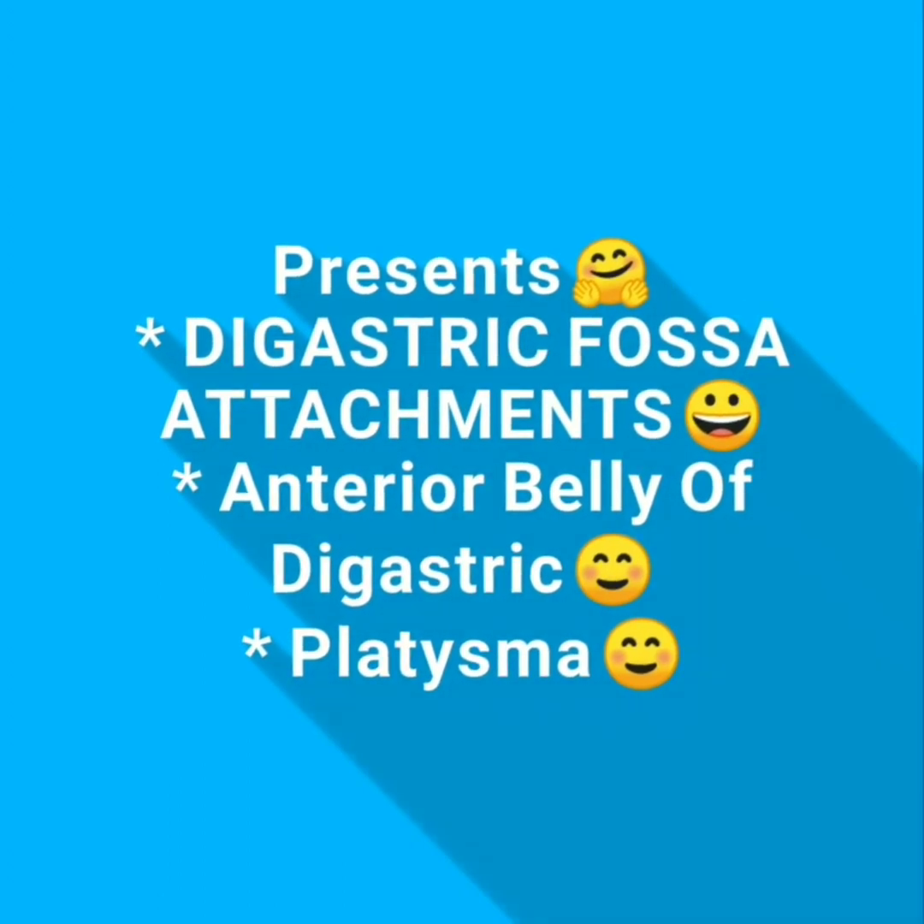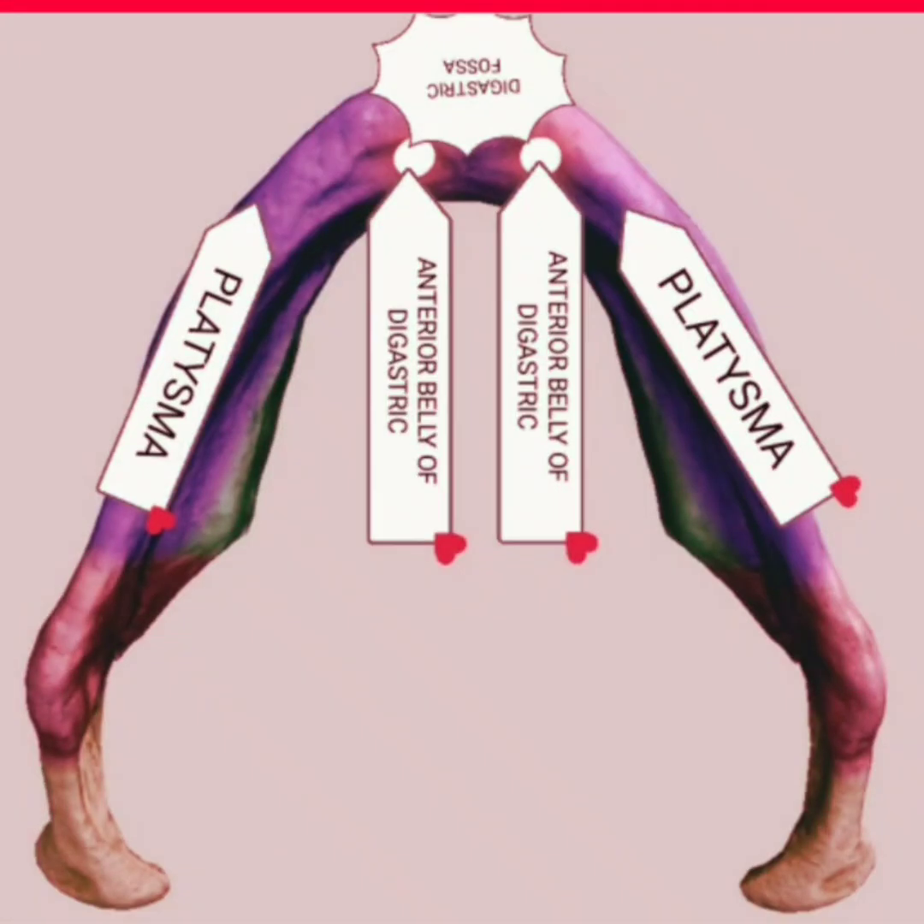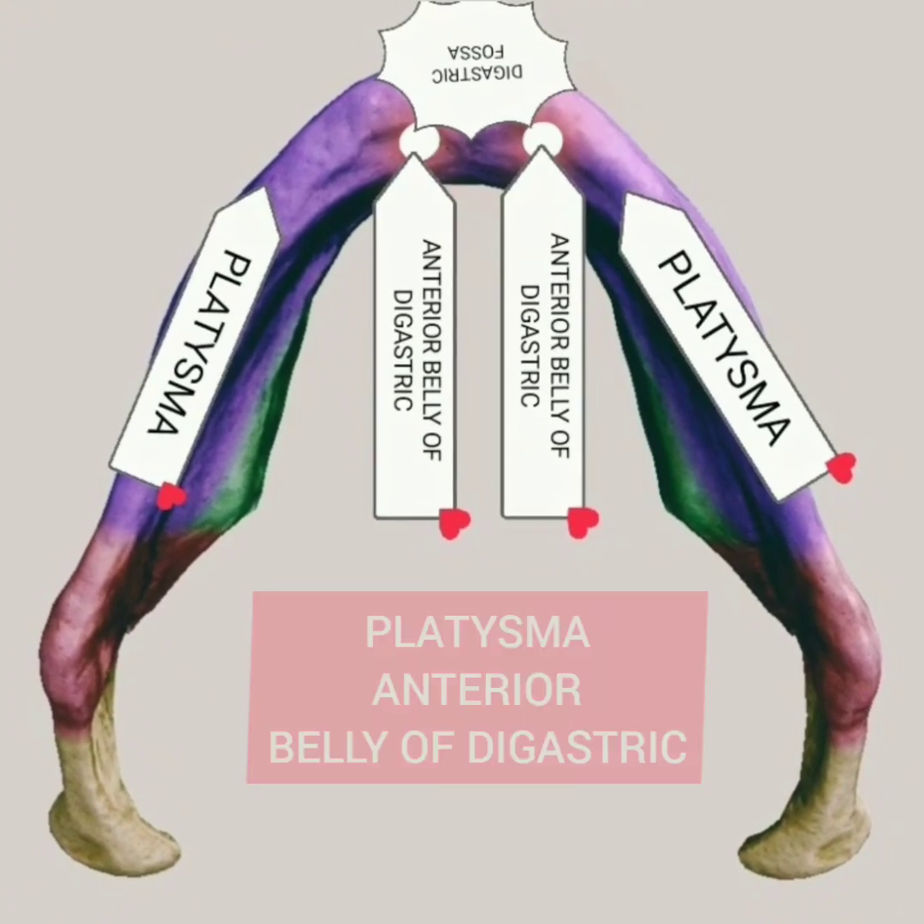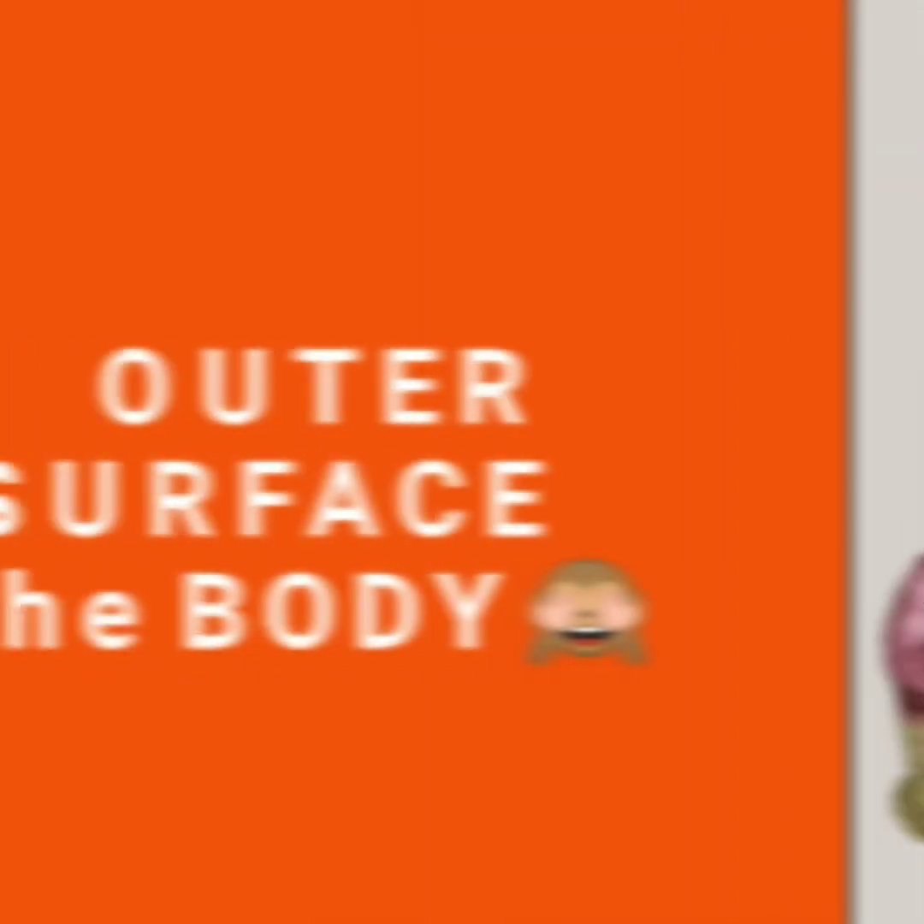Base shows two depressions on either side of the midline known as digastric fossa, which provides attachment for the anterior belly of digastric muscle. The rest of the base provides attachment to platysma muscle.